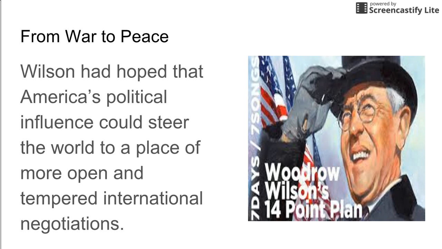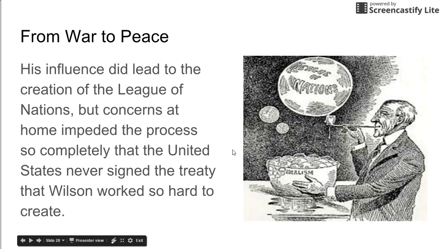Wilson had hoped that America's political influence would steer the world to a place of more open and tempered international negotiations. And Wilson's 14 points was his plan for the post-war world and peace. His influence did lead to the creation of a League of Nations after the war, but concerns at home impeded the progress so completely that the United States never signed the treaty that Wilson had worked so hard to create.